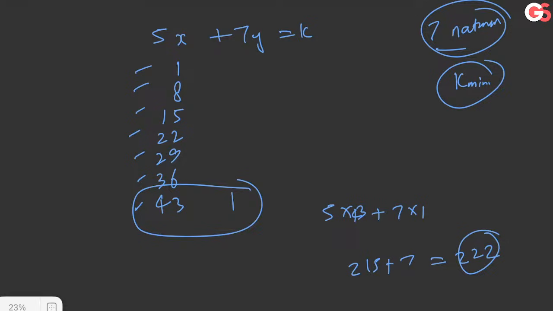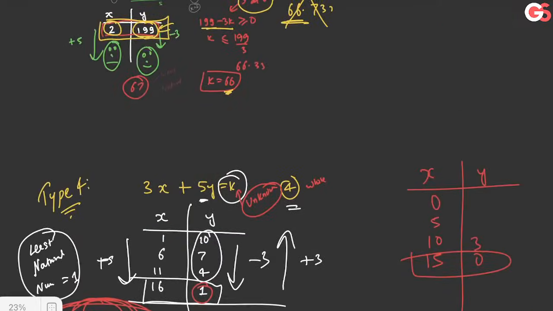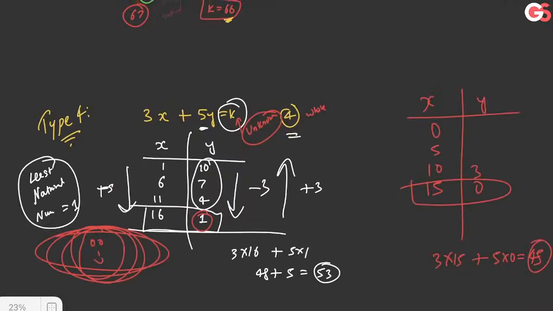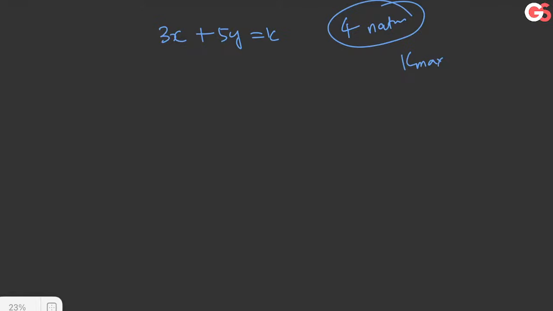Cool. Now, in this question, let's say this is the question that we were discussing. 3x plus 5y is equal to k has got 4 natural solutions. बताओ मेरे को, what is k max? This is going to be your type 5 problem. I'll discuss all types with you.